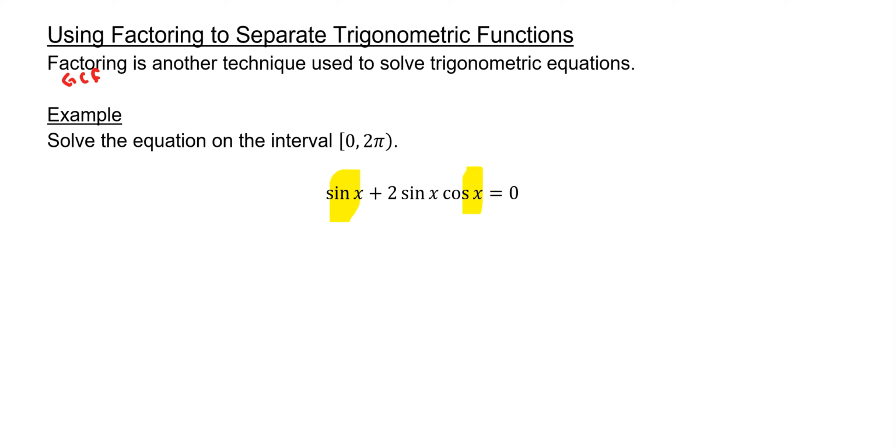We have sine and cosine. So we already have everything on the same side set equal to 0. The GCF between both of these terms looks like it's sine of x. So we're going to factor out a sine of x. Then we need to think about what's left over. Remember, whatever's left over is the original expression divided by the GCF.